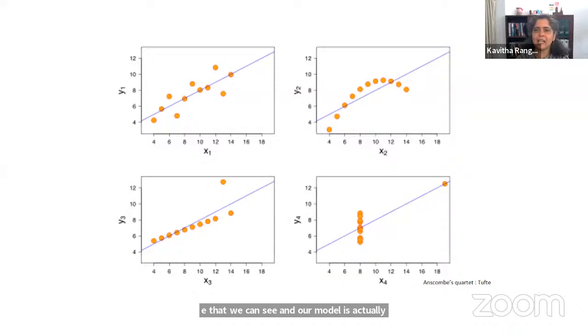Now, if you look at the second graph over here, you will see that there is some relationship between X and Y, but it's definitely not a linear model. So we're looking at something that is actually curving. So our linear model doesn't really describe the data exactly how it is. So it's not that great a fit.